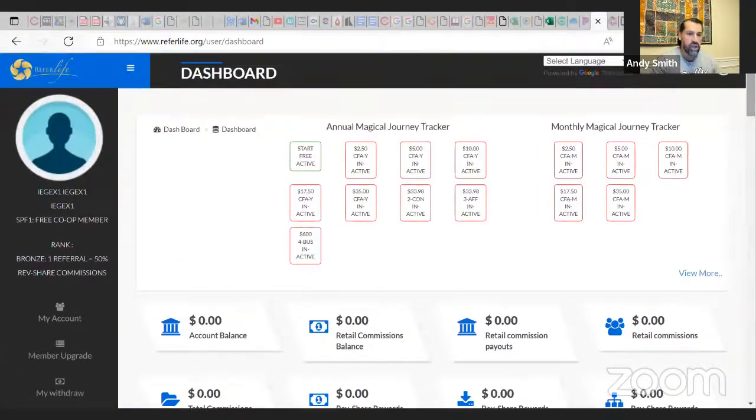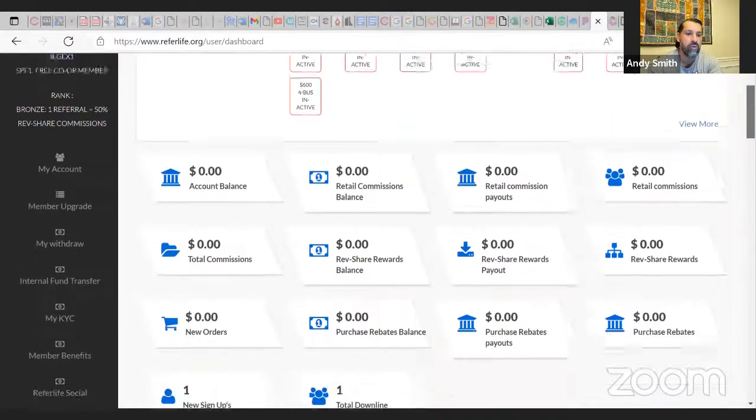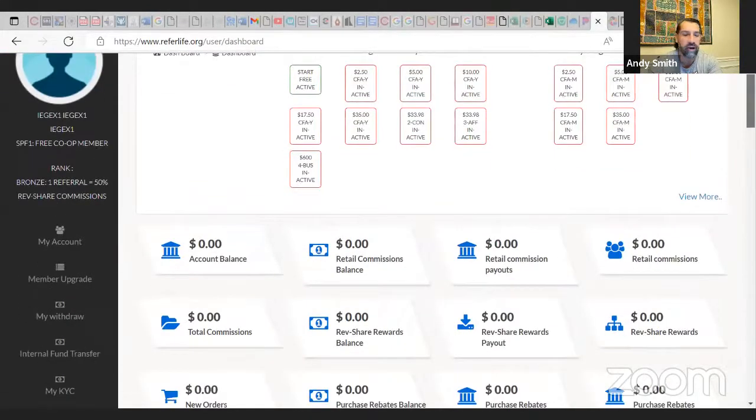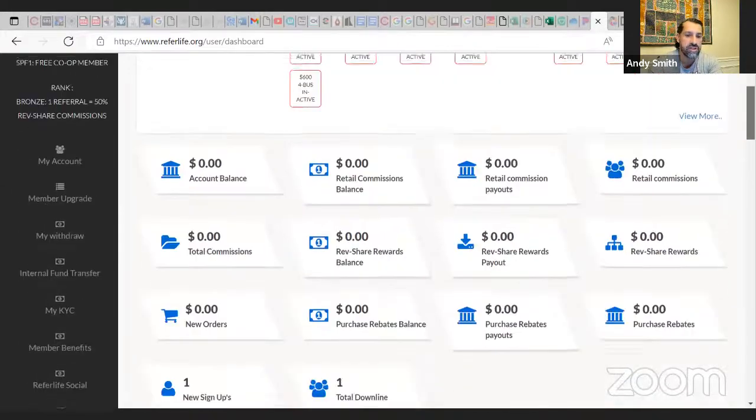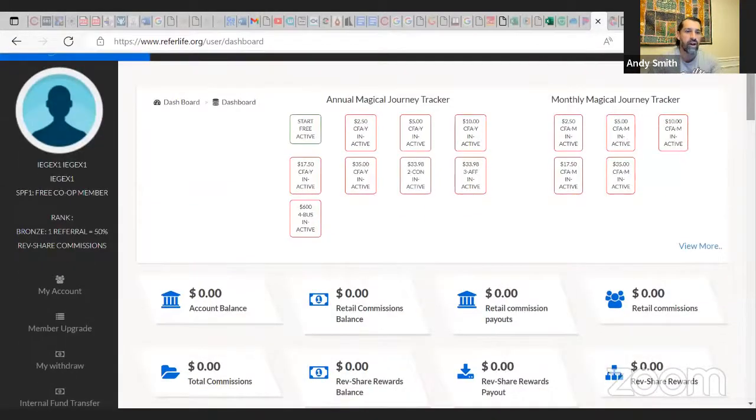Now we are going to show that this account right here, the IEG EX1, when we upgrade it, we're going to go back to Ramon's account. And when we look at Ramon's account, he is going to make around $11 in commissions on what we're going to do right now. So I'm going to hit stop real quickly. Give me just one second, guys. I'm going to grab this.